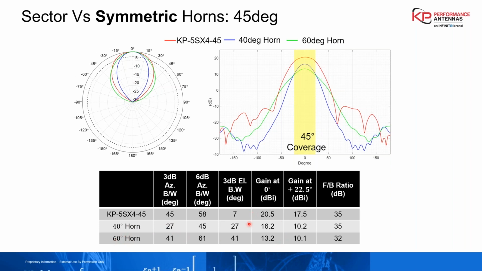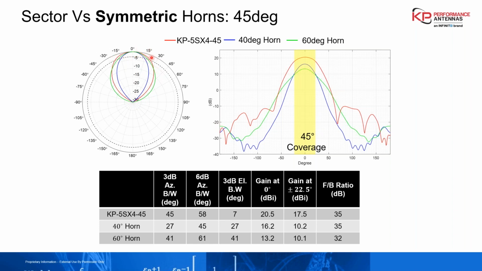When we do this comparison, first of all, let's just look at raw patterns. The 60-degree horn and the 45-degree sector have very similar patterns. In fact, the 45-degree sector, even though it has almost equal beam width to the horn, has much sharper side lobes, doing much better. It also has very similar coverage, at least in the azimuth plane, compared to that horn.